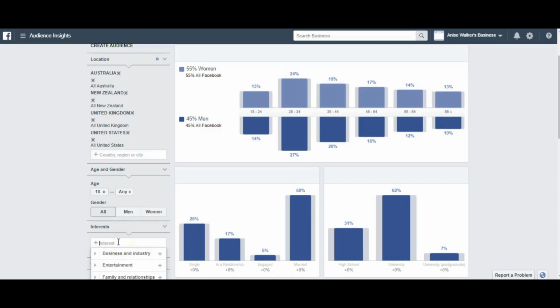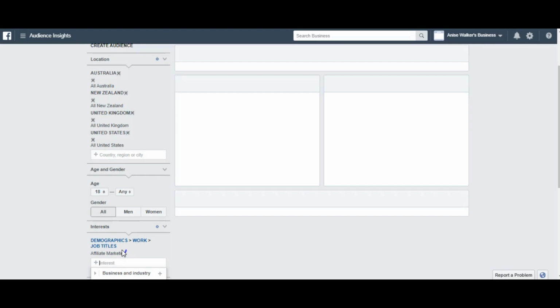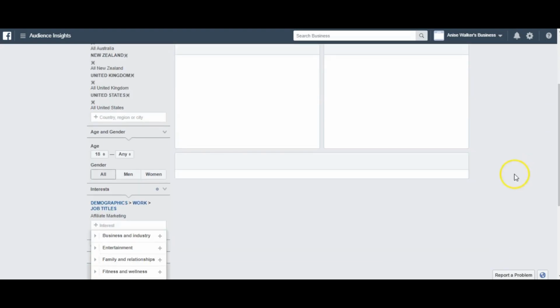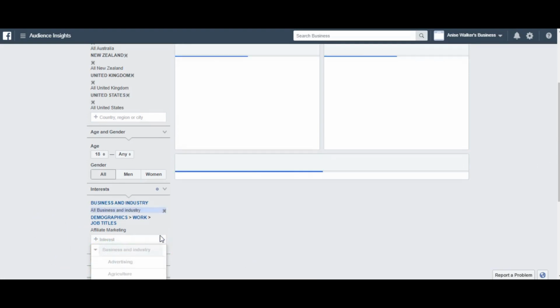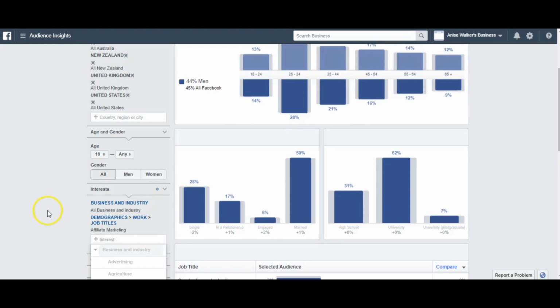So as I said, the interest would be affiliate marketing. So let's plug that in and see what comes up. So we let it self-populate, we'll click on the first option and see what that does. So demographics, jobs, work, affiliate marketing, it is still populating. So let's wait for it. It's asking for the business and the industry as far as an interest. So I click on all business and industry and see what happens next.